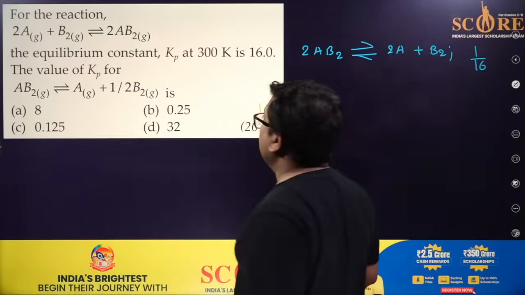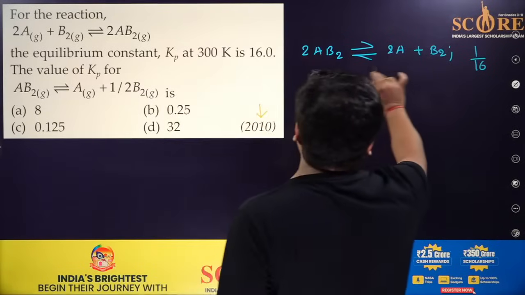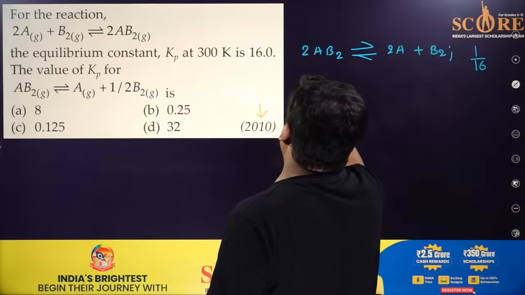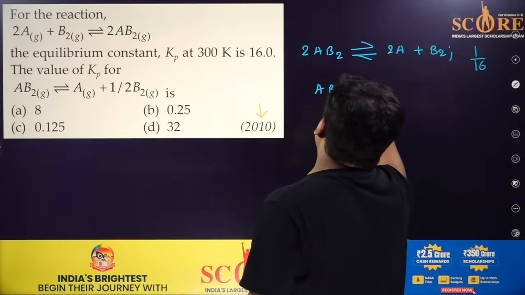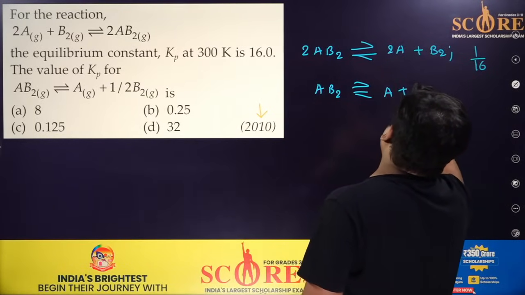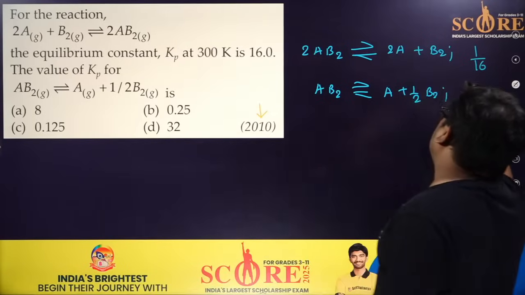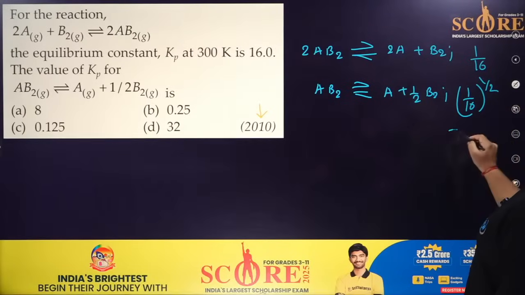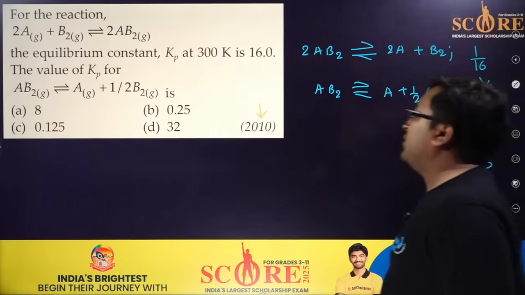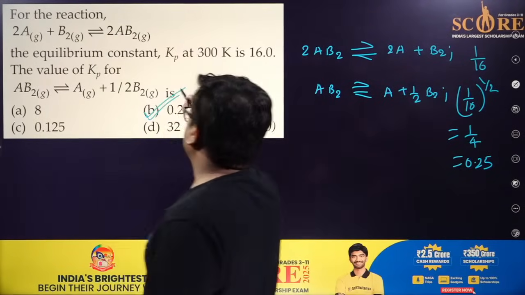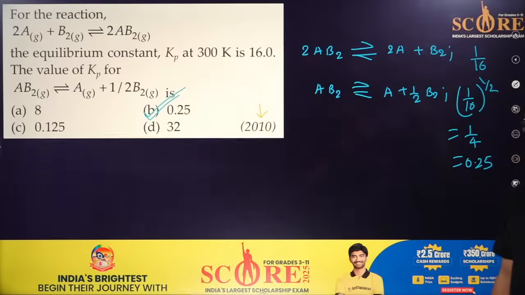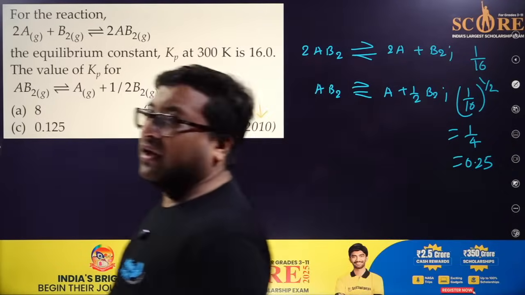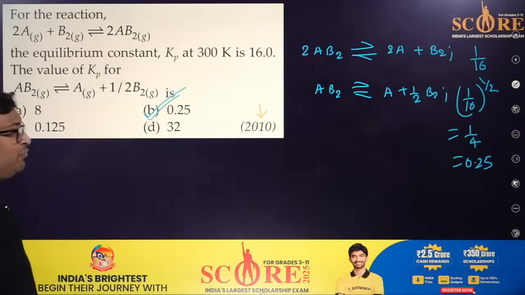Very good. Now you have to multiply by 1 by 2. So AB2 will give you A plus 1 by 2 B2. Its equilibrium constant will become 1 by 16 to the power 1 by 2. So this is 1 by 4, and this is 0.25. So the answer is actually B. Consistent, I think you made a little calculation mistake. 1 by 4 is 0.25.